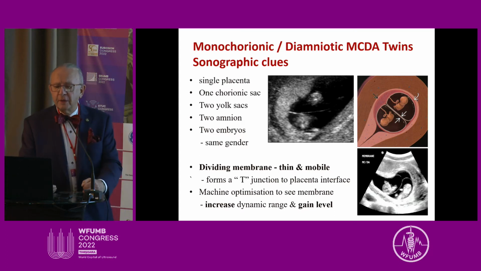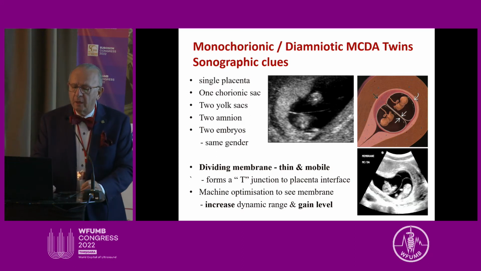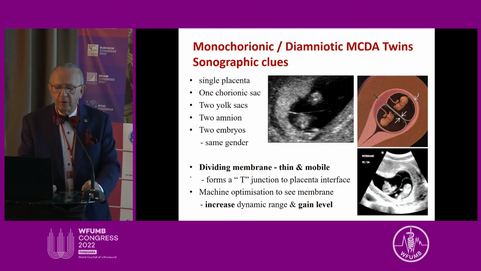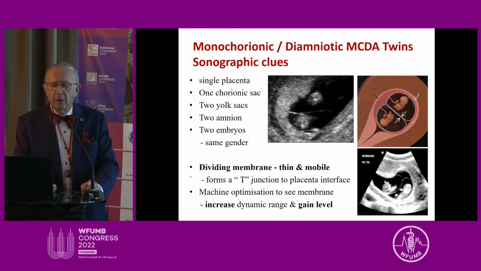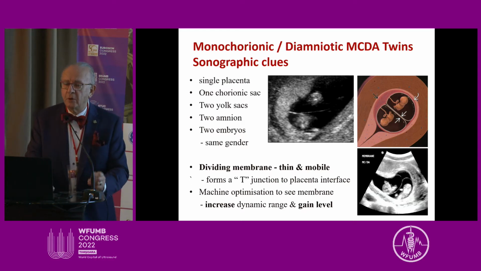Now, monochorionic diamniotic twins, there are some clues. There's a single placenta, there's one chorionic sac, two yolk sacs, and in fact the number of yolk sacs will tell you the number of amnions. So there are two amnions, two embryos, they're the same gender, but again, early in pregnancy, we cannot know that.